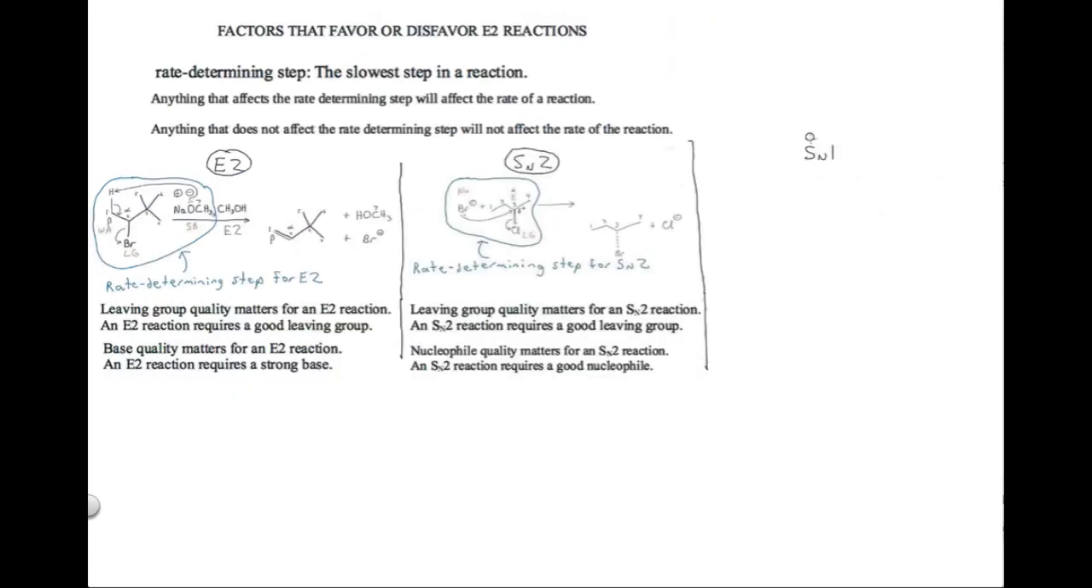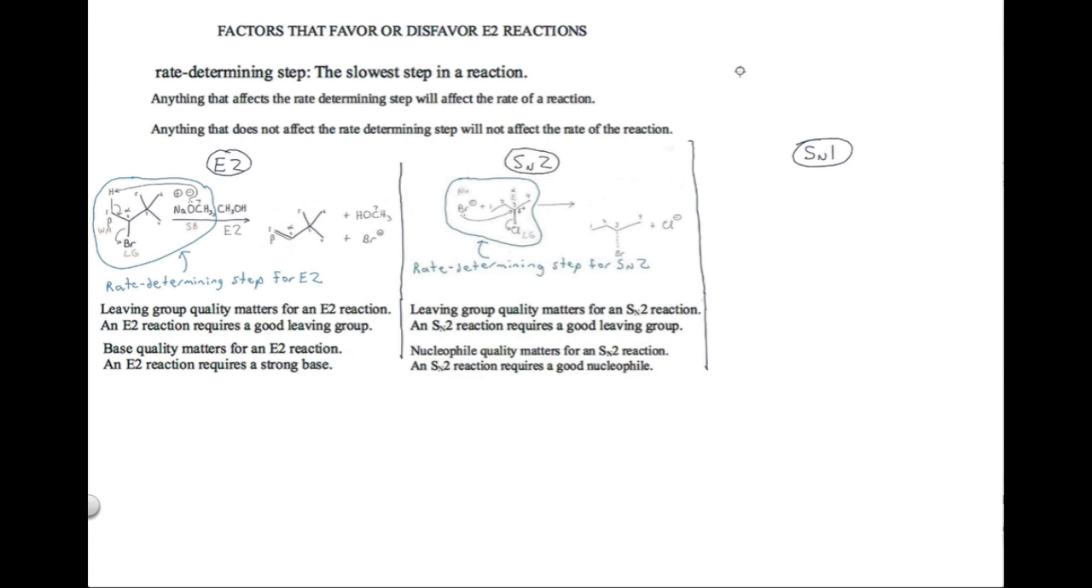For completeness, now would be a good time to go through the same analysis for an SN1 mechanism. So now would be a good time to pause the video and try to go through this entire analysis for SN1, the same analysis that we went through for E2 and SN2. Determine the rate-determining step and determine the effect of leaving group quality and nucleophile quality on an SN1. I hope you paused the video and tried to work on that.